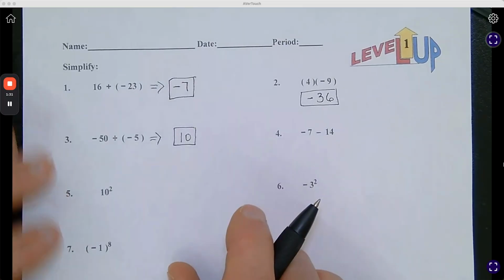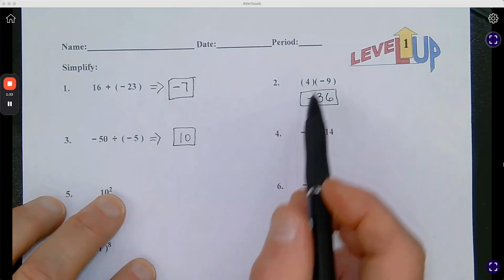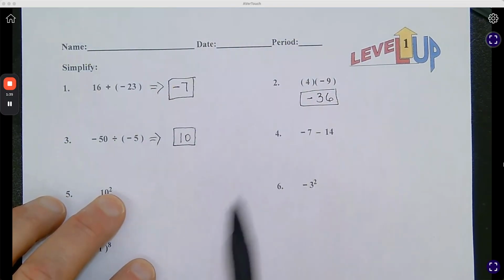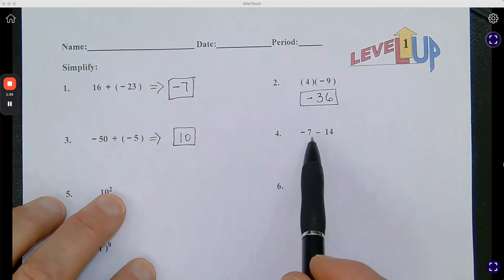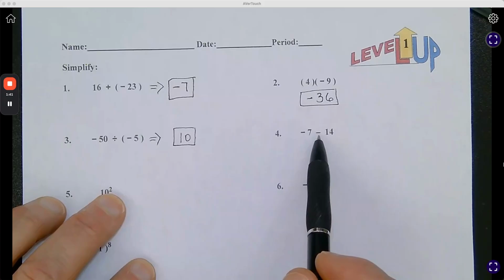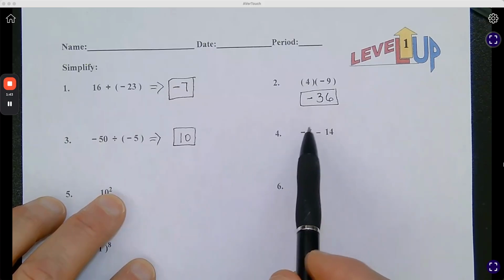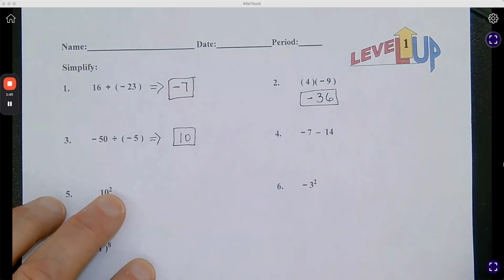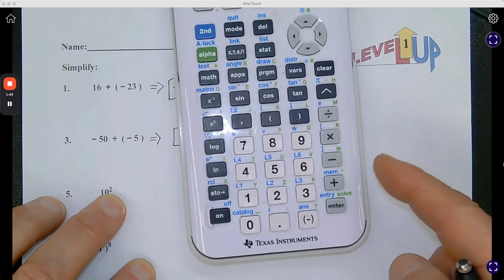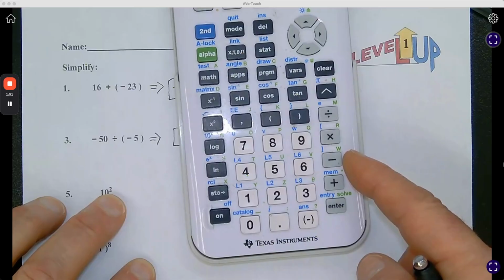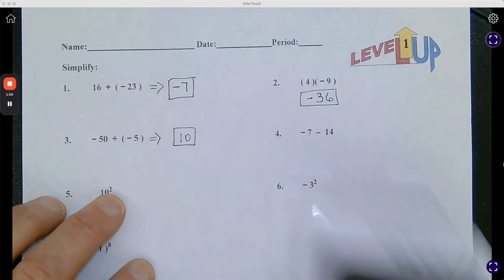If you're using a calculator on this, make sure you use your parentheses wisely, and also make sure that negatives are negatives and subtraction is subtraction. On most calculators, they are different keys, right? So on my calculator, there's my negative and there's my subtraction. They are not interchangeable on many calculators. All right, let's keep going.